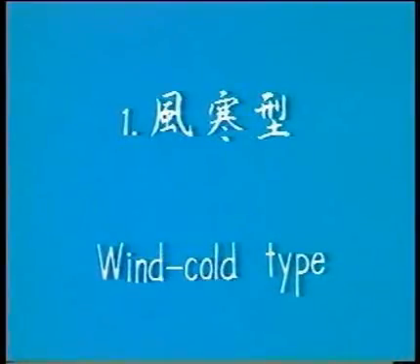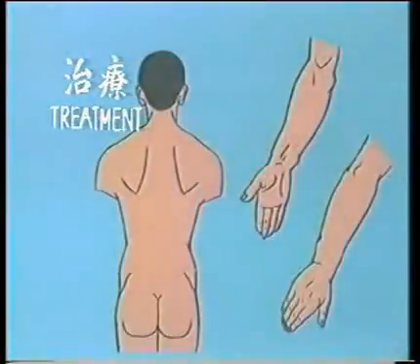Wind-cold type. It is a cough with diluted white sputum, sore throat, chills, and a thin and white tongue coating. The pulse is superficial. Treatment.